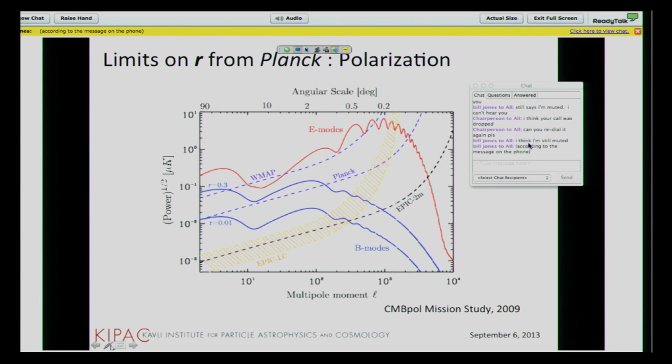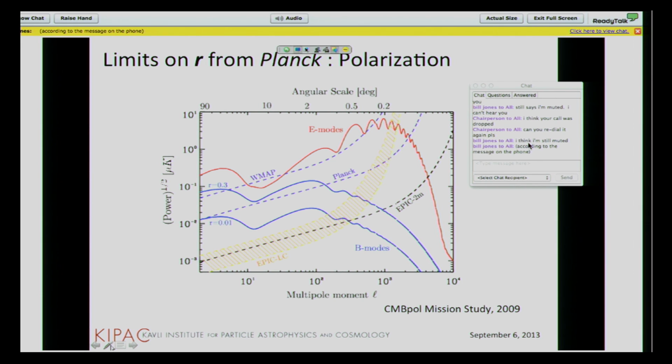And in blue are shown two different levels of tensor to scalar ratio, the power in the B-mode spectrum, the odd parity states of the linear polarization of the CMB. What are shown there are for r of 0.3 and r of 0.01, which in these units, the limits from the temperature data alone are sort of in the middle of those two. And what are shown in the dashed lines are the raw sensitivity curves from WMAP and Planck, and then this is taken from the CMB polarization emission study.